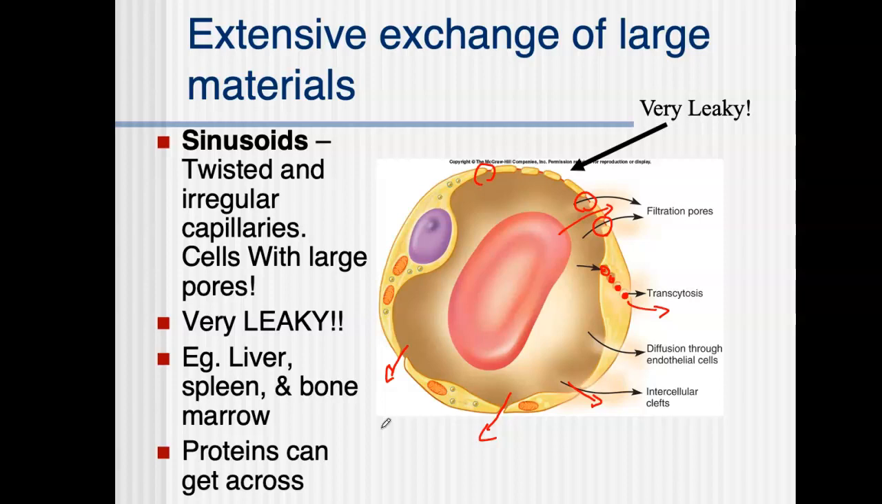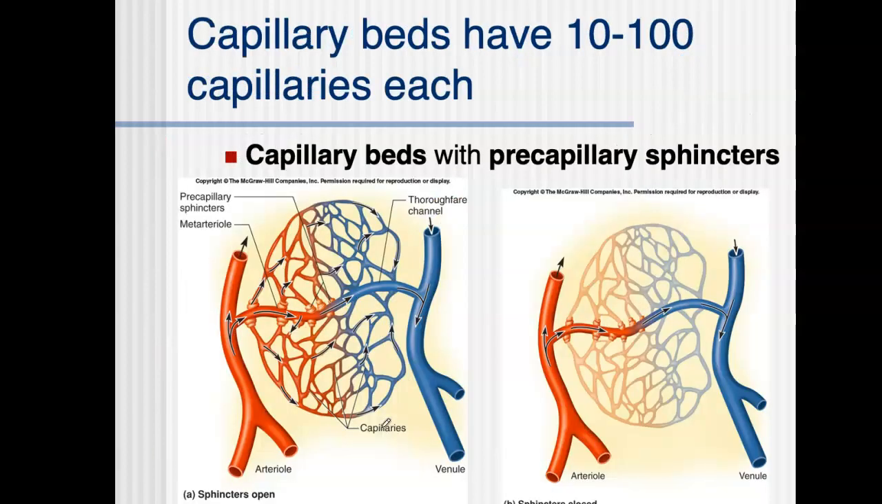leaky capillaries. Proteins are large molecules, and they too can cross these membranes. So less common. A capillary bed, we refer to a bed as an area that has many of these capillaries, anywhere from 10 to 100, hundreds of them.